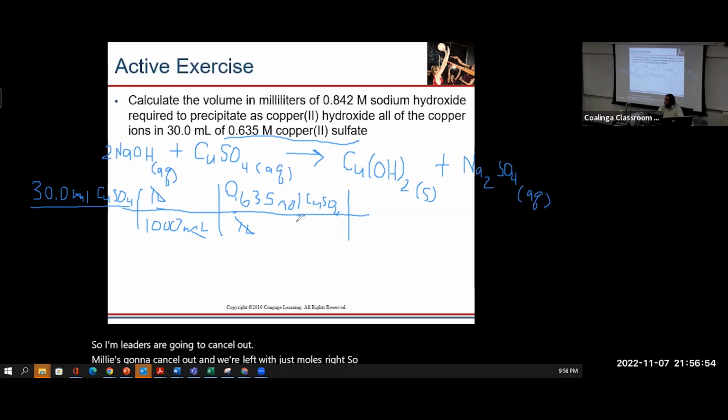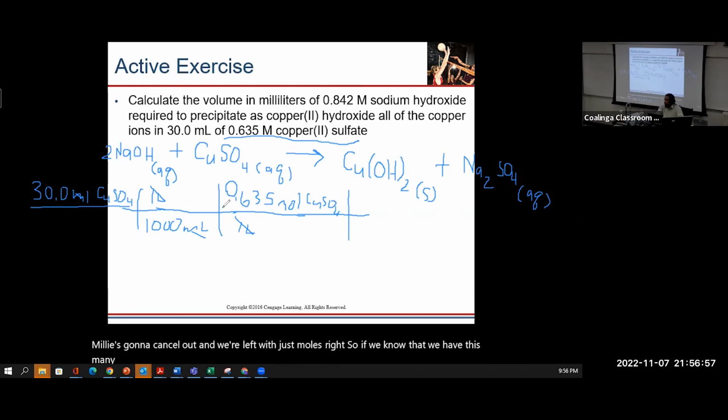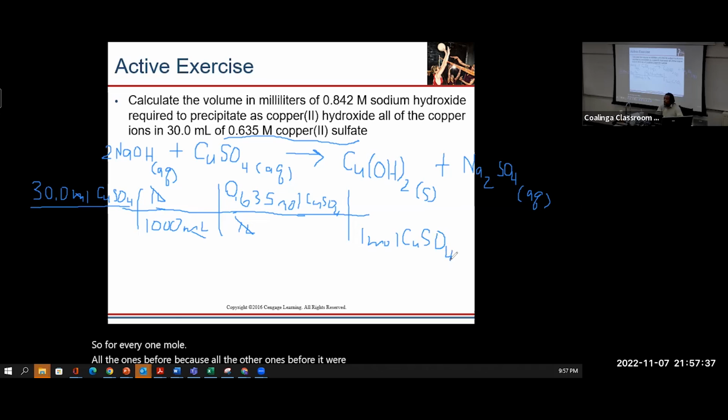So if we know that we have this many moles of copper 2 sulfate, I can use my chemical equation to figure out how many moles of sodium hydroxide I'm going to need. So what is the relationship between copper 2 sulfate to sodium hydroxide? It's here and what's here? Okay, so for every 1 mole. Because all the other ones before it were not chemical reactions. This is a chemical reaction.